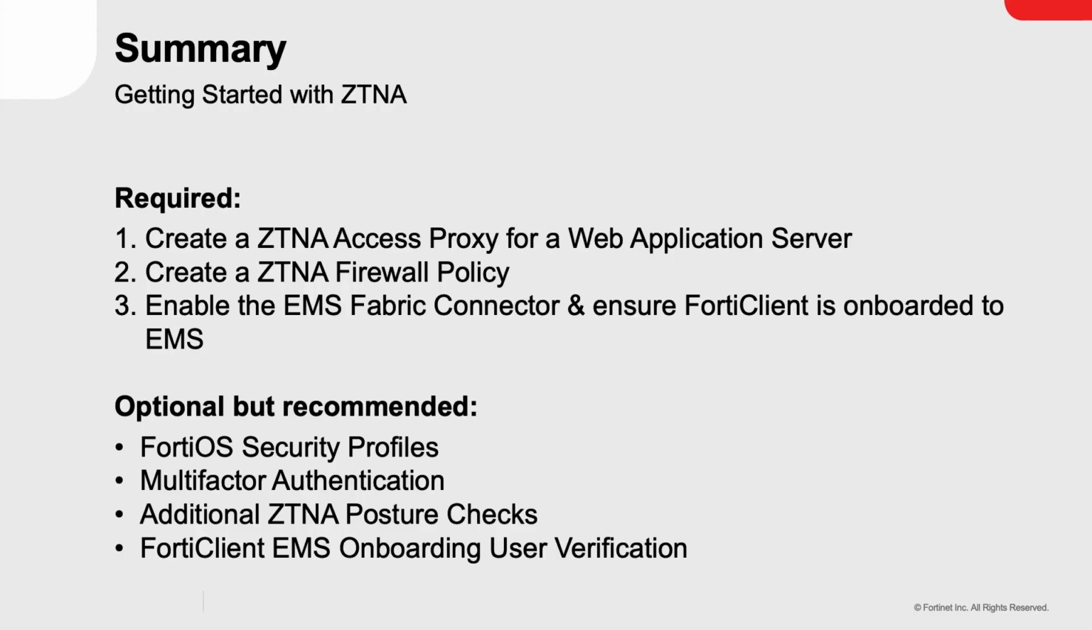In summary, there are only a few steps to get started with Fortinet ZTNA, especially when migrating from SSL VPN. On the FortiGate, create a ZTNA Access proxy and a ZTNA firewall policy to allow access. If not already connected, enable the EMS Fabric connector and authorize it on the EMS server. Be sure the FortiClient ZTNA agent is registered to EMS. After getting started, add on additional security profiles, multi-factor authentication, and additional ZTNA posture checks.